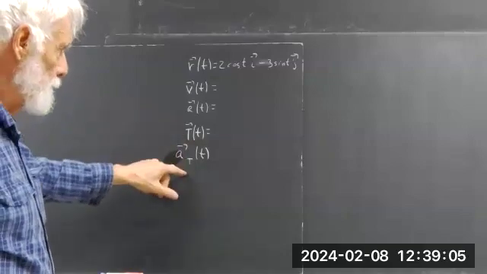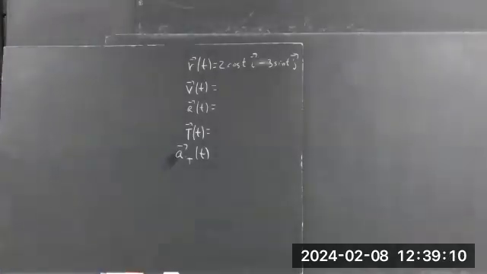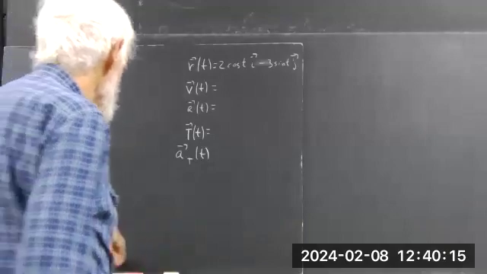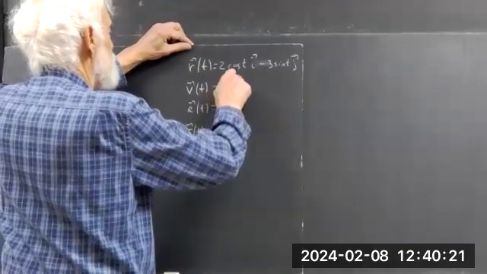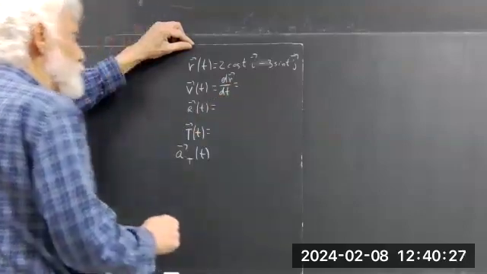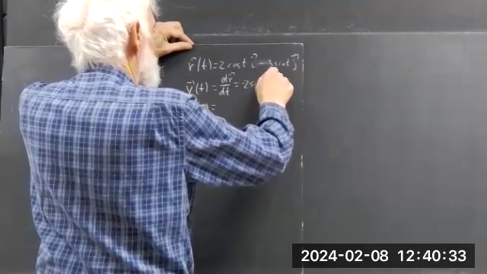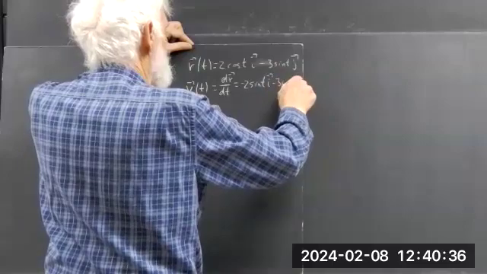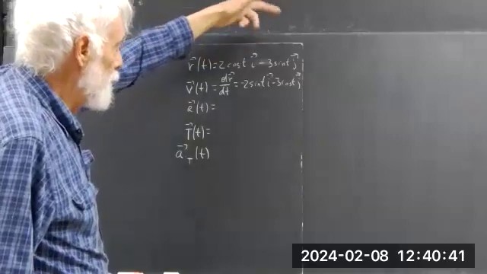Okay, you might not know what this is, but we're gonna do it with a reason. I think we get these pretty instantaneously. So v is just the derivative, and that's going to be negative 2 sin t i minus 3 cos t j.